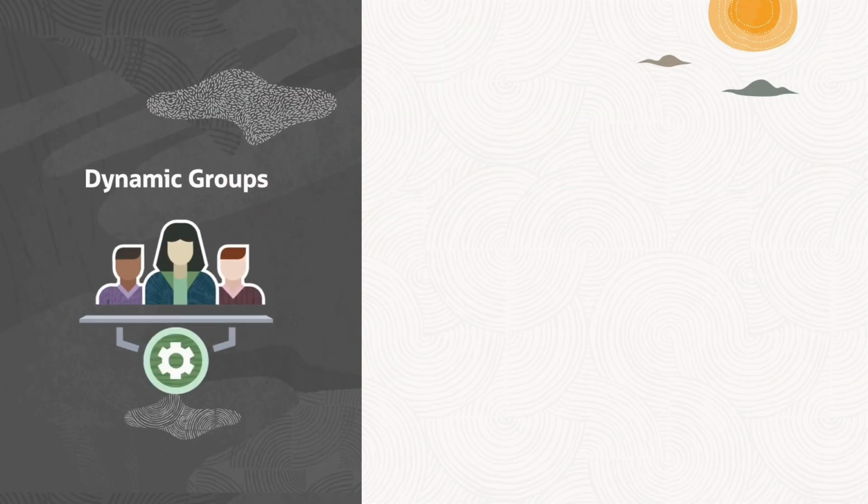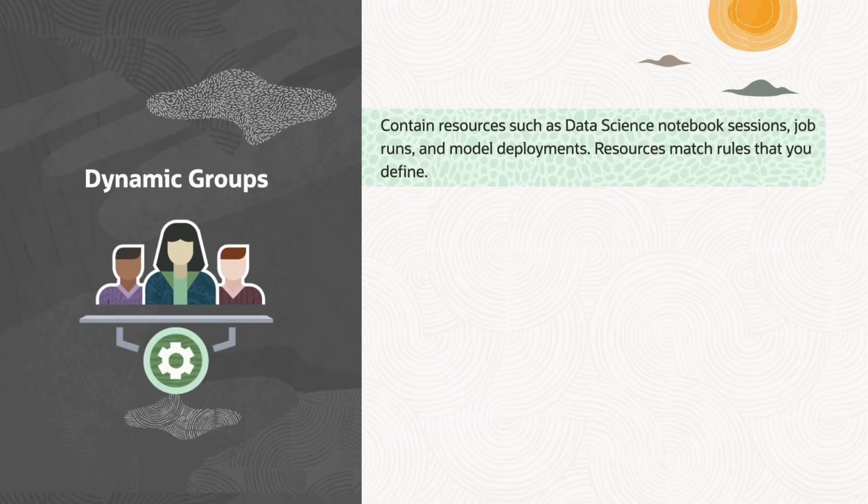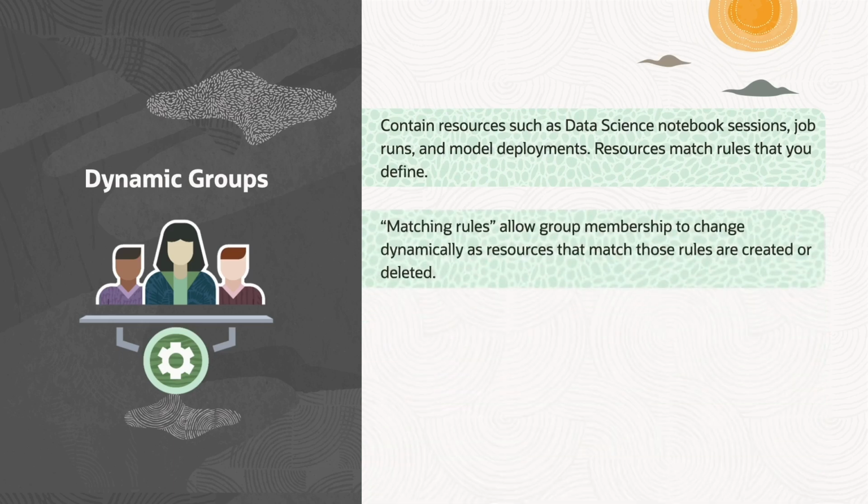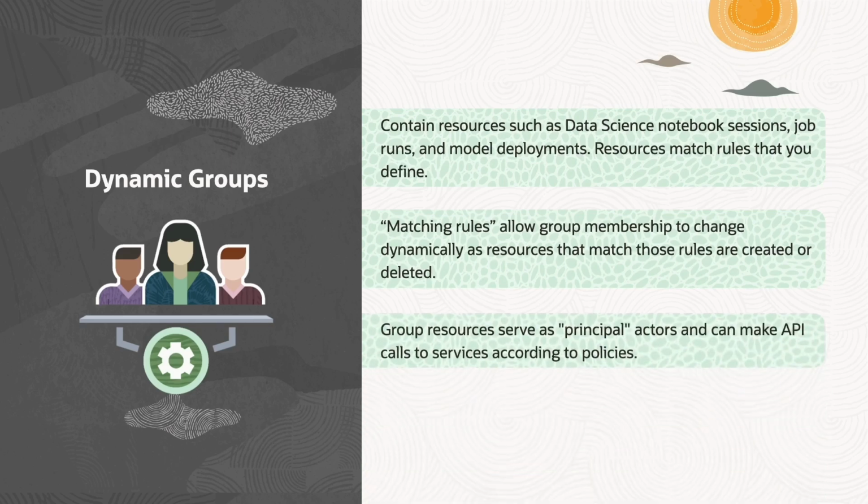Now, for a special type of group called dynamic groups that contain resources that match rules that you define. Resources such as data science notebook sessions, job runs, and model deployments can be included in a dynamic group. These matching rules allow group membership to change dynamically as resources that match those rules are created or deleted. These resources act as principal actors. They can make API calls to services according to policies that you write for the dynamic group.